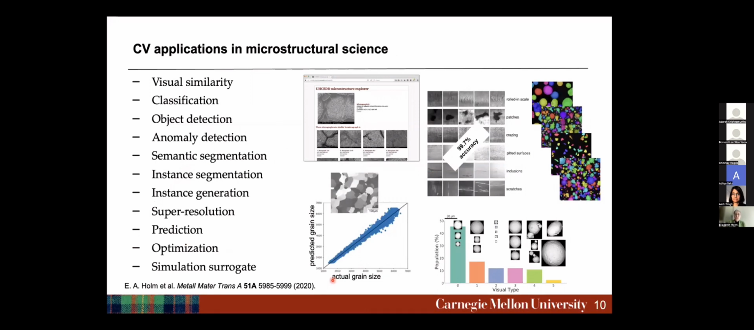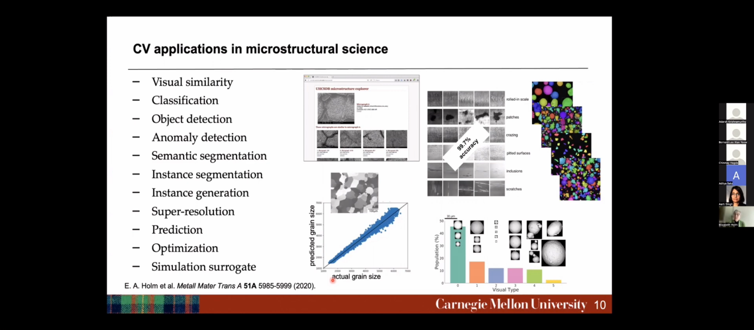So here's a few computer vision applications in microstructural science, and I don't expect this to be an exhaustive list either, but you'll notice it's very similar to the list that I showed you earlier as general computer vision tasks. We care about visual similarity. We care about classifying images according to their categories, object detection, especially looking for defects and anomalies, semantic segmentation and instance segmentation. We care about generating instances of images, as I'll show you later.